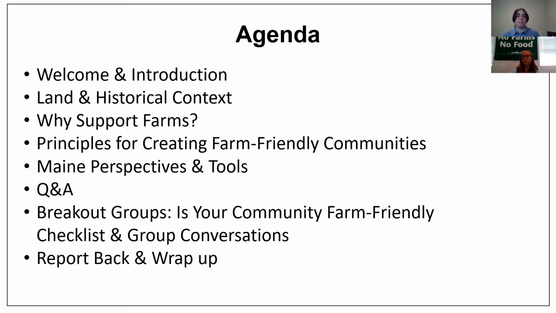Julia Friedgood will then provide an overview of some of the ongoing threats to land in Maine and messaging tools and principles you can use when advocating for farm-friendly communities. Ellen Griswold is then going to give us a deeper dive into some specific tools for advancing this work here in Maine. We'll then have a Q&A with all of the speakers, followed by a short breakout group activity, and a quick report back from the facilitators before we try to wrap it up right at 11:30. So we have a full suite of activities ahead of us.